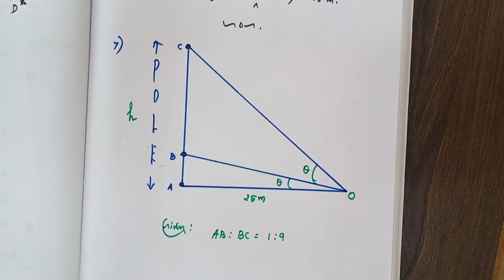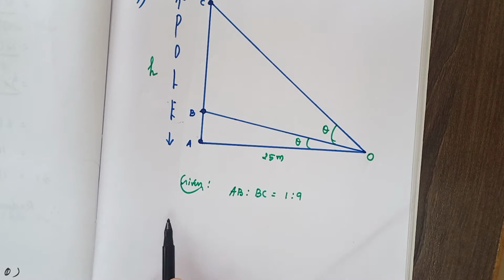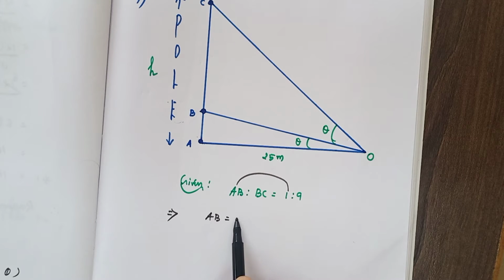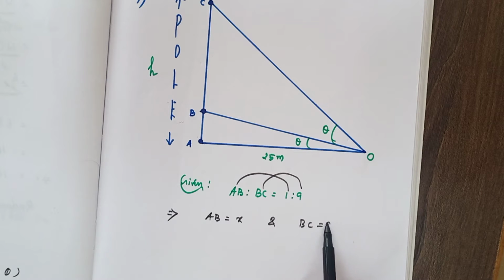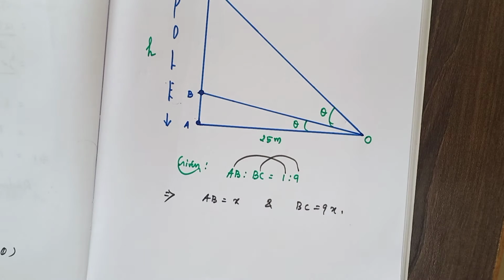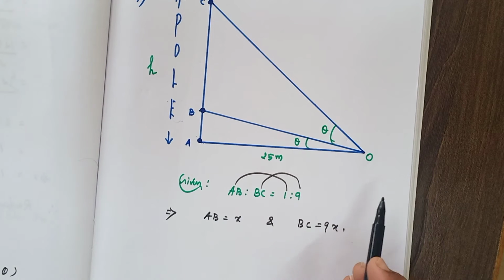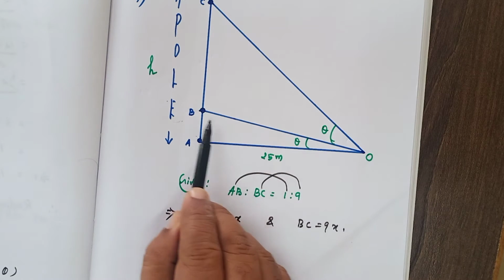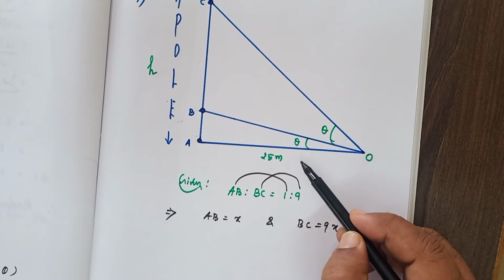Okay, how to find? Listen. So AB is to BC ratio 1:9 is given, which implies AB, I consider as 1x, and BC I consider as 9x. Since these two angles are equal, we can apply the angle bisector theorem. Here the line OB divides the angle AOC into two equal angles.